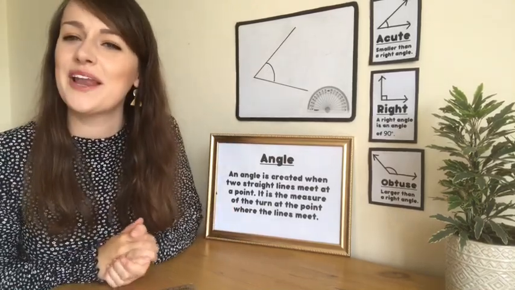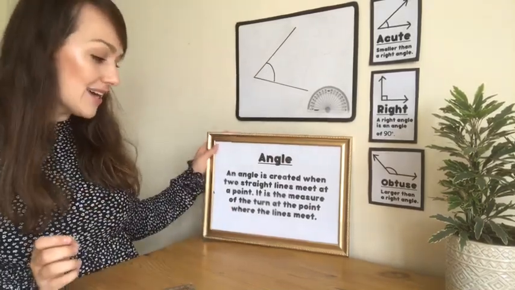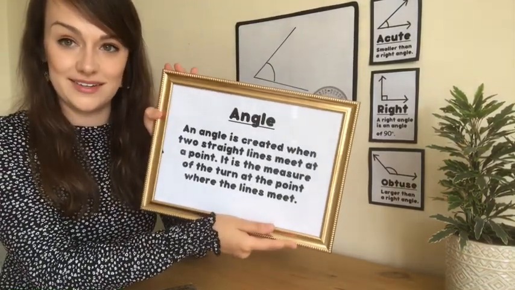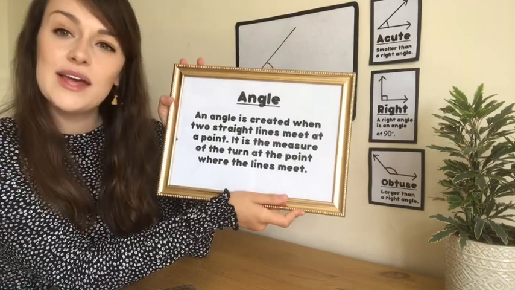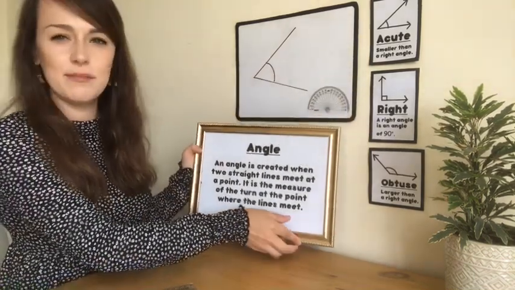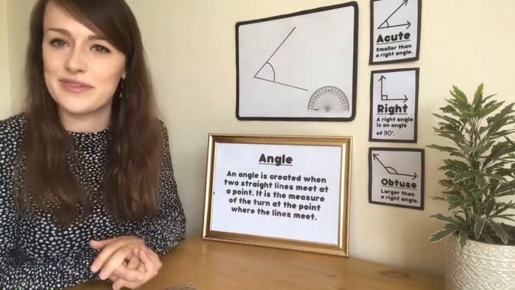Okay, today we're going to be learning about angles. An angle is created when two straight lines meet at a point, okay? And the angle is the measure, the size of the turn at this point. Let me show you what I mean, then it will make a little bit more sense.